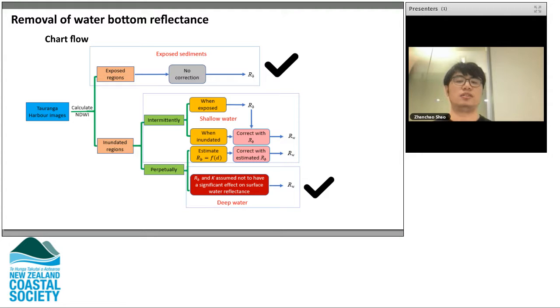But it's impossible for us to get the particle size in each pixel. So what we have to do is build another 2D regression between the particle size, water depth, and the distance from the entrance to the pixels we selected. And finally, we can correct RW.